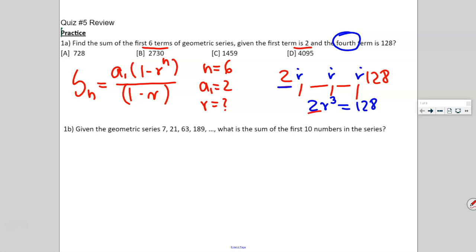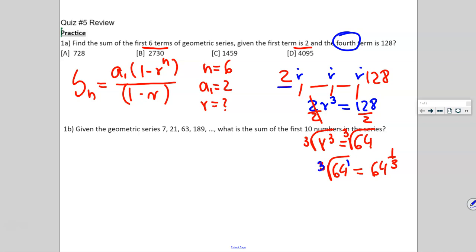So of course now we're just going to divide both sides by 2 because we're solving for r. R cubed is going to equal 64. And now to get rid of the cube, we're going to take the cube root of both sides. Just remember that when you're putting it in the calculator, you cannot put 64 cubed. You have to rewrite it as 64 to the 1/3, as 1 is our exponent and 3 is our index. When you do that, you're going to get 4. So our ratio is 4.